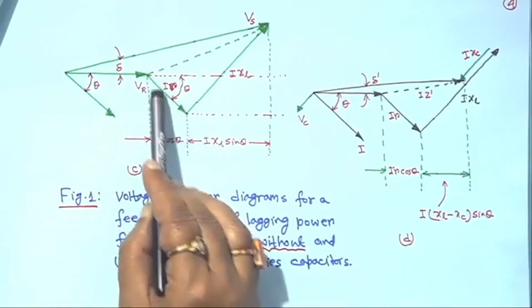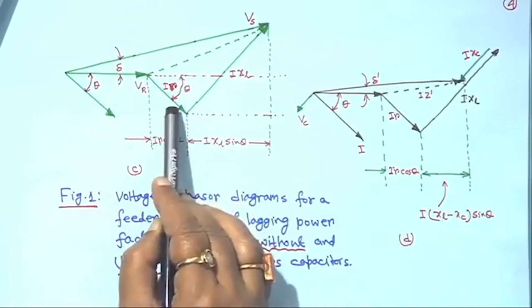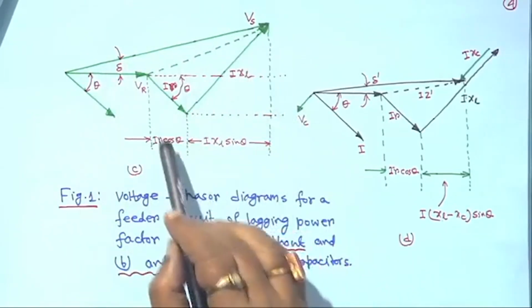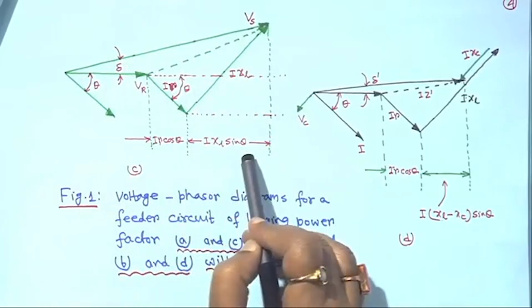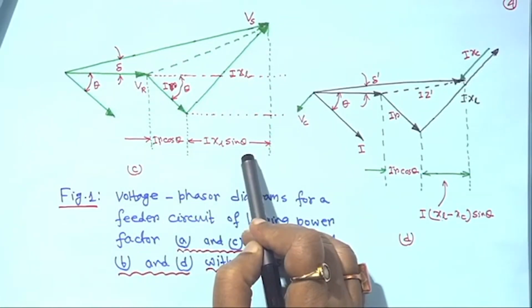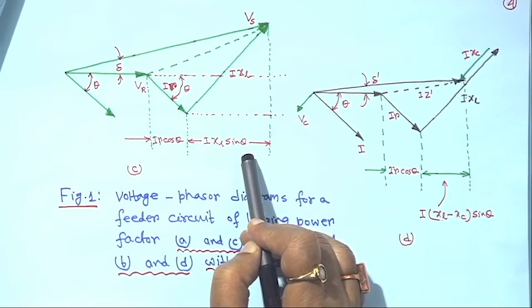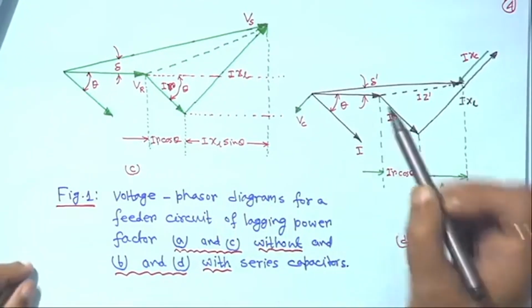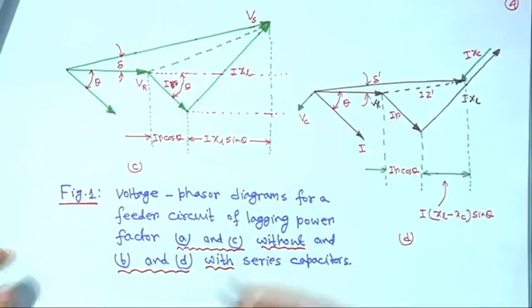This phasor is IR, this angle is theta, and this angle is 90 degrees, IXL, and this is the VS. This portion is IR cos theta, this portion is IXL sin theta. I have told you this previously for the approximate calculation in the distribution system. And here I had missed this one, this is VR.